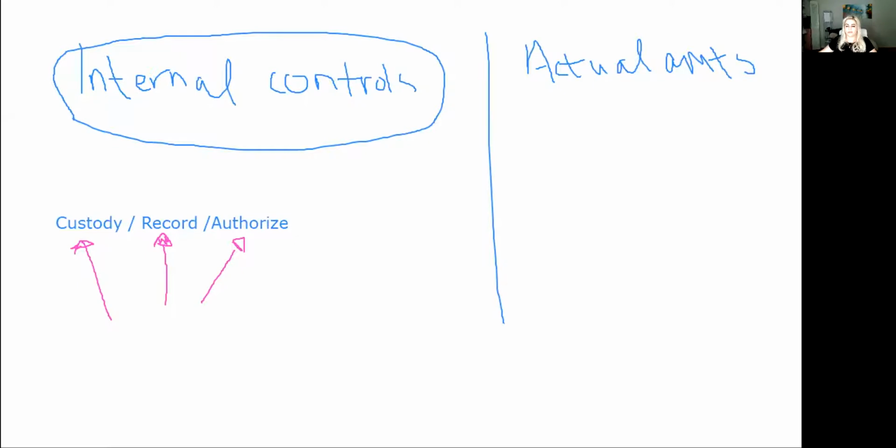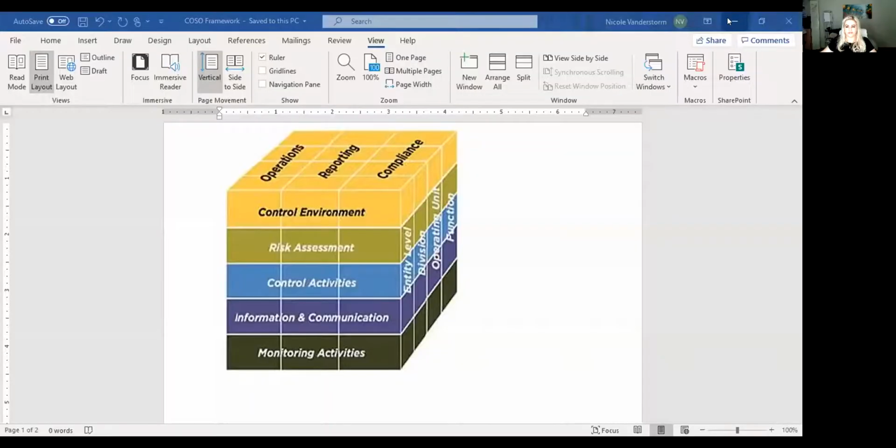So the COSO model is the model that we use, I should call it the COSO framework, is the framework that we use for the purposes of ensuring that internal controls are not only effective, but that they are actually working and in place, and that they actually cover the areas of risk that we identify.